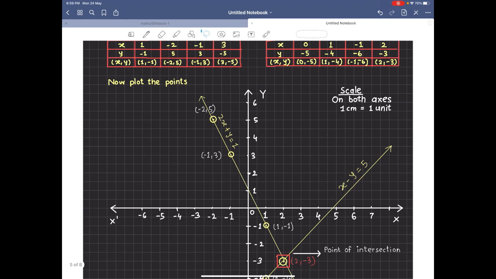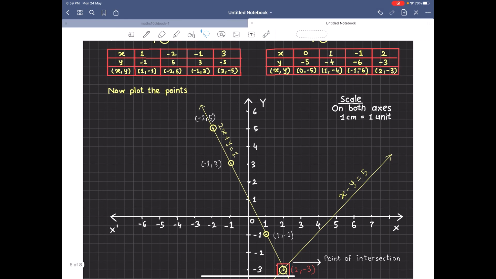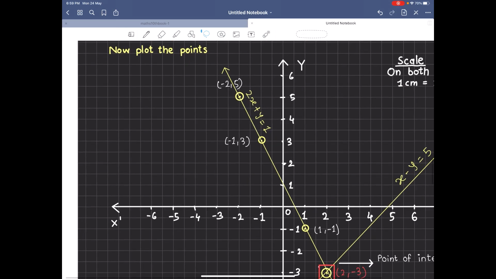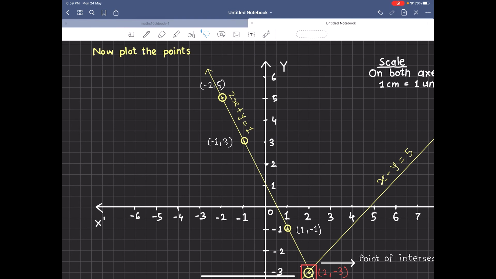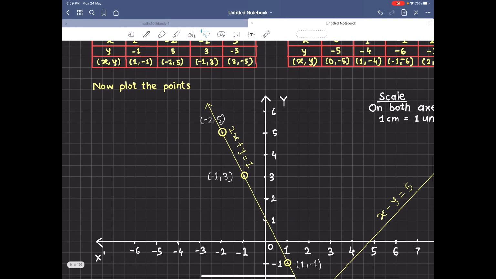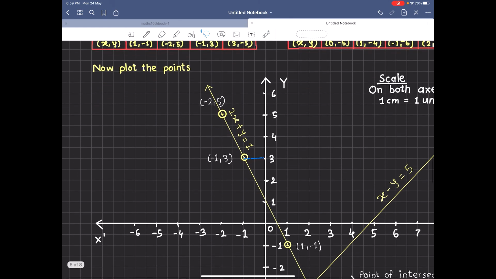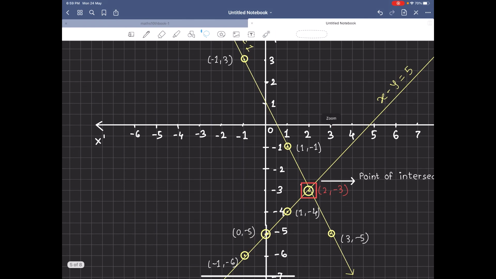Now plot the points. How to plot the points? See, 1, minus 1. You know, on the x-axis, this is 1. Minus 1. So this is my point. Then minus 2, 5. Minus 2 on the x-axis, and 5. This is minus 2. This is 5. This is my point. Next is minus 1, 3. Minus 1 on the x-axis and 3 on the y-axis. Next, 3, minus 5. 3 here and minus 5. So 3, minus 5. This is our point. This is for equation 1.